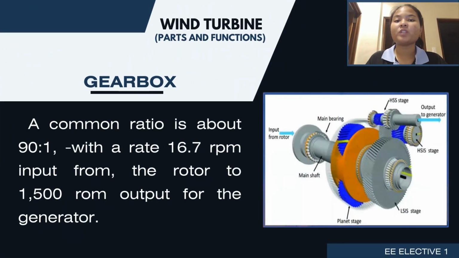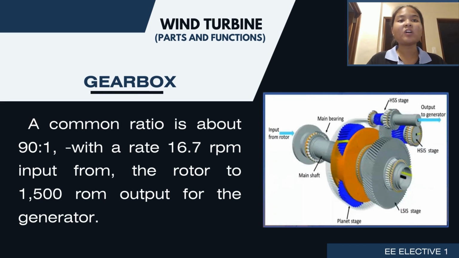Next part ng wind turbine is the gearbox. So, what is the purpose or the function ng gearbox? So, ang function ng gearbox is yung bagal na ikot ng turbine is pabibilisin naman ng gearbox. So that, pag naipasa ng rotation sa generator, the generator will rotate that will produce a great amount of output. So, in simple terms, sa madaling salita, ang function ng gearbox ay pabibilisin nito yung ikot ng turbine para once na kumonekta si generator dito ay bibilis din yung ikot ng generator.